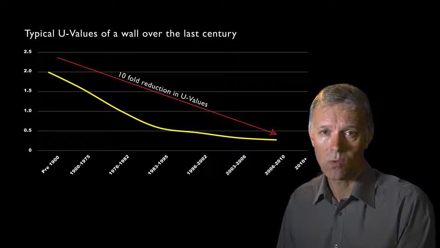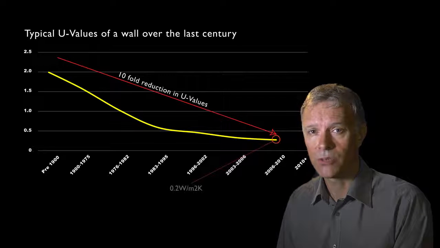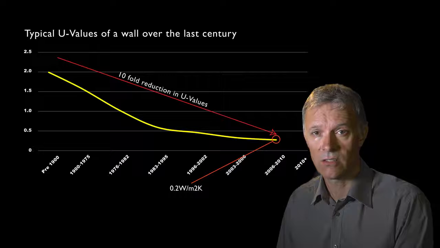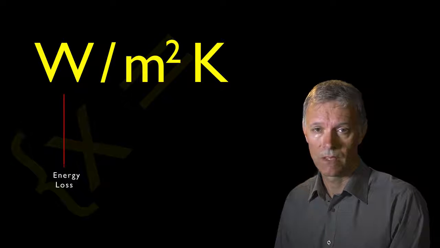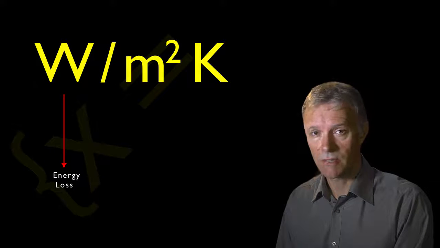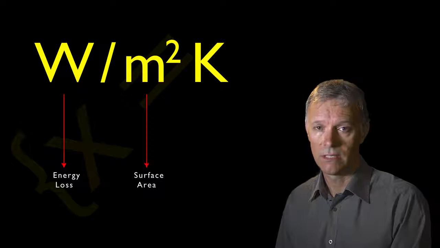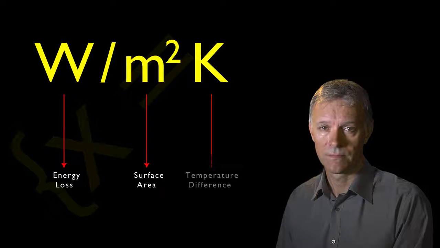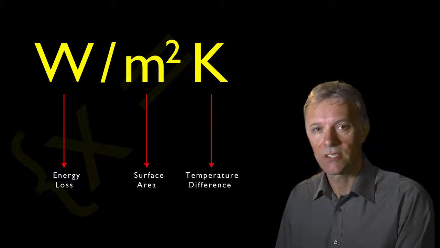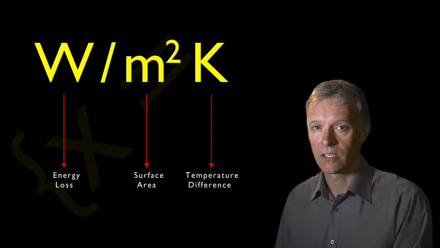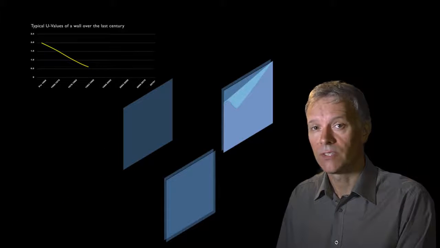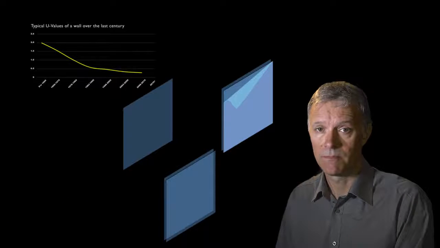Today, a modern cavity wall will have a U-value of around 0.2 watts per metre squared Kelvin. But what does this actually mean? Watts is the measurement of energy loss. Metres squared represents the surface area of the material, and K stands for Kelvin. In this calculation, it is the temperature difference between the inside and the outside of an object, such as a wall of a building.